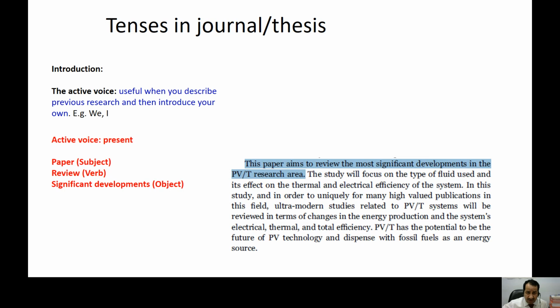Also in the introduction, the active voice is useful when you describe previous research and then introduce your own. Like this example: this paper, this is the subject, aims to review, you see here, review is the verb, the most significant development, you see here, this is the object.